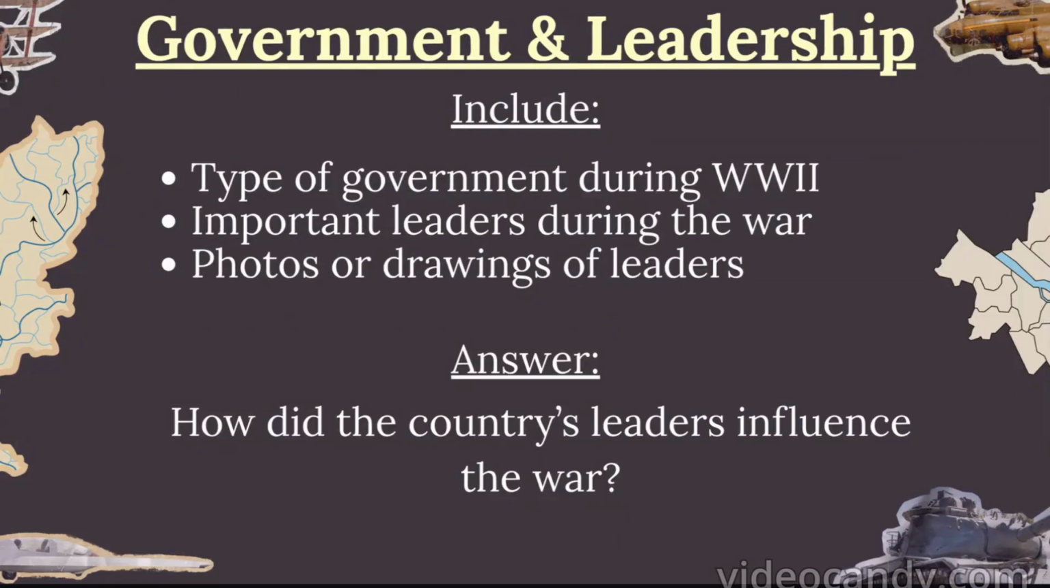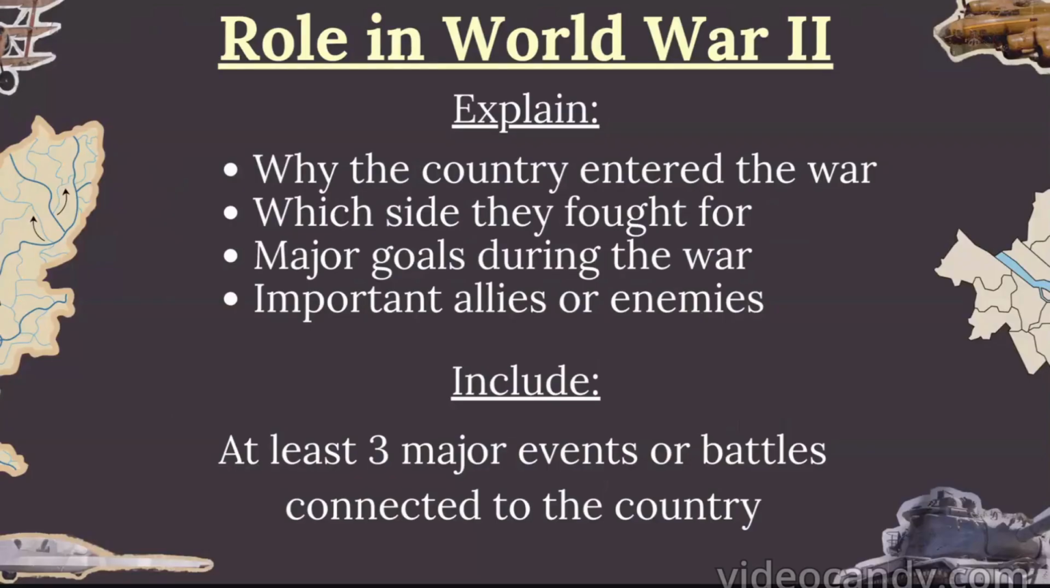Government and leadership. Include the type of government during World War II, the important leaders in this country during the war, photos or drawings of leaders, and try to answer this question: how did the country's leaders influence the war? Role in World War II. Explain why the country entered the war, which side they fought for, major goals during the war, important allies or enemies, and include at least 3 major events or battles connected to the country.